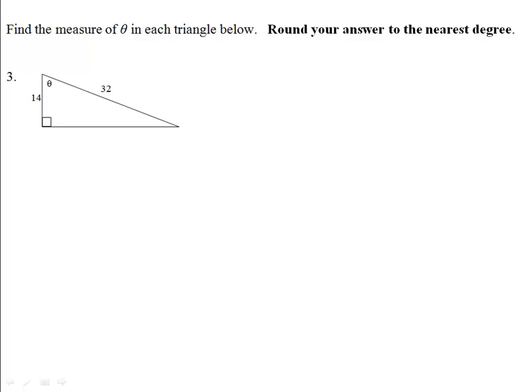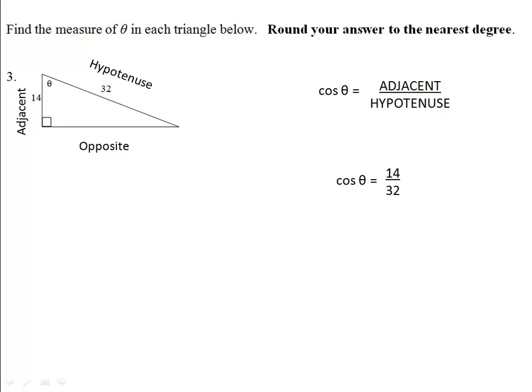We want to find the measure of angle theta. And so we look at the sides that we have. Here we're given the adjacent and the hypotenuse. Which one uses adjacent and hypotenuse? Well, that would be cosine. So the cosine of theta is the adjacent, 14, over the hypotenuse, 32. Now I'm looking for the angle, and so what I put into my calculator is cosine inverse of 14 over 32.